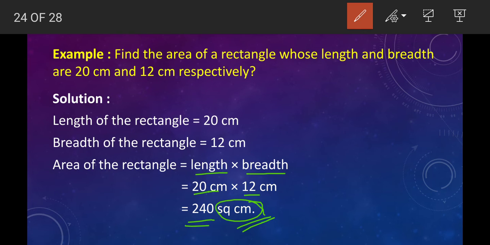Okay, this unit is important. You have to write the unit. While you are calculating the area, you have to write square centimeter or centimeter to the power 2.